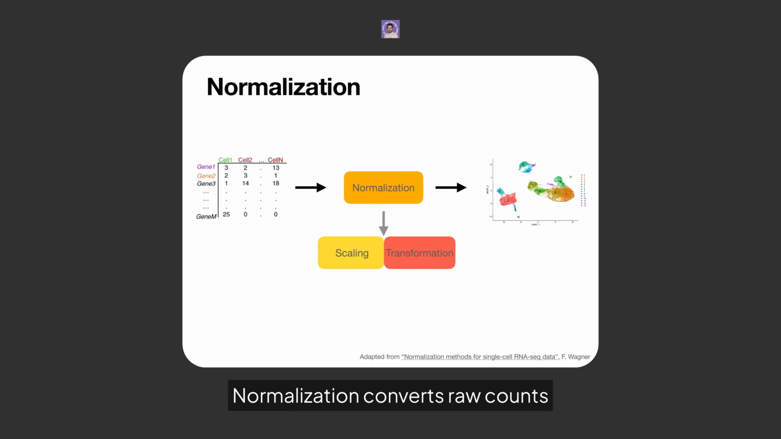Normalization converts raw counts into comparable expression measures. We then apply scaling and appropriate transformations, such as log or variance stabilizing methods. These steps reduce technical noise and prepare the data for dimensionality reduction and clustering analyses.